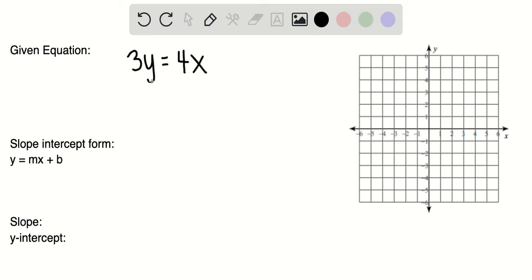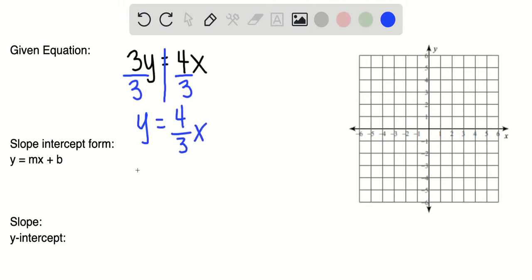To put this in slope-intercept form, I do need to solve for y. How I'm going to do that is show the inverse operation of 3 times y by just dividing both sides by 3. So on the left side, I'm going to divide by 3, and whatever I do to one side of the equation sign to balance it, I have to also do to the other. So I'm going to also divide the right side by 3. So my slope-intercept form will be y is equal to 4 over 3x.